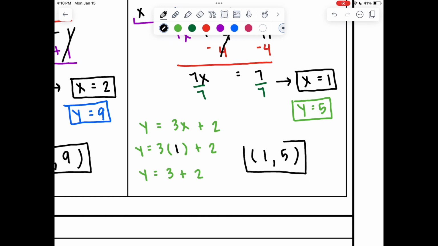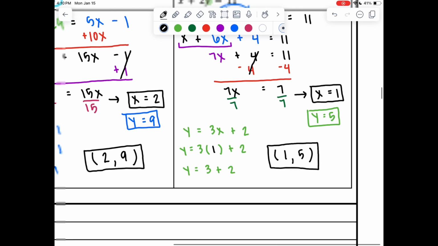Here you've got two examples of two different systems of equations where we used substitution for both of them, but we did have to do that substitution in different ways.